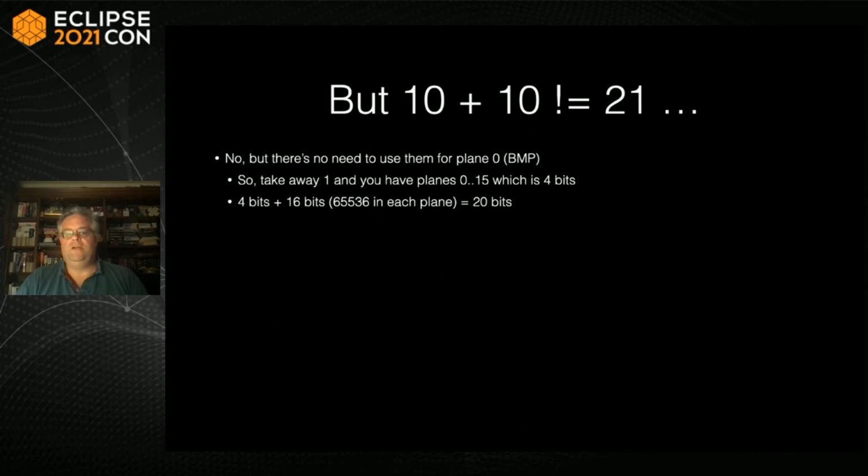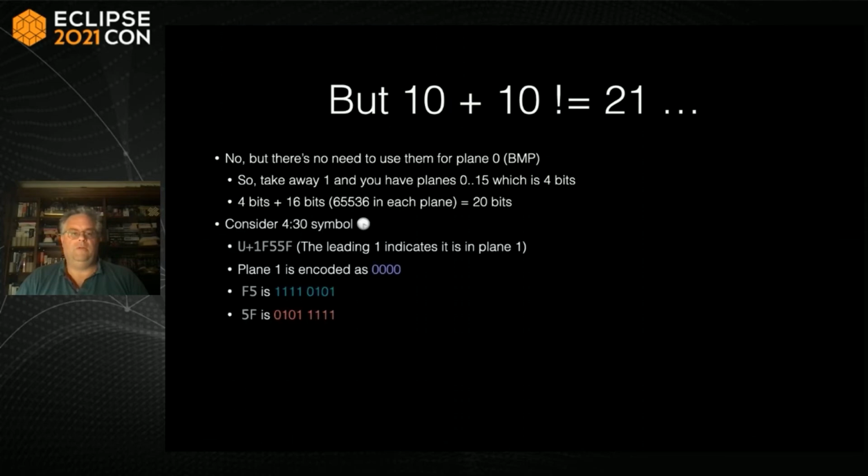But the reason it's not 21 is that you don't need to encode plane 0, the basic multilingual plane, because that's just everything else inside there. It's just that within the BMP, we carve away a certain amount of data to be able to store these surrogate pairs, and those surrogate pairs themselves can then add the other 16 planes inside there, which means in total you end up with 21 bits.